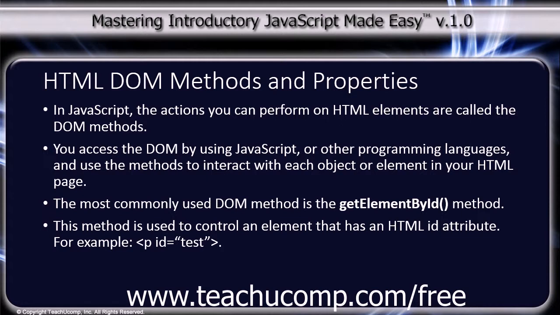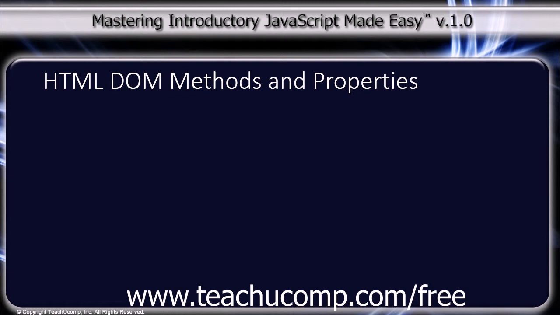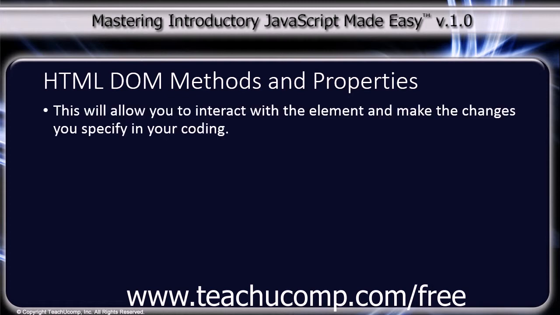For example, the paragraph tag with an ID equal to test. This example would use the method document.getElementById("test") to find the element with the ID of test. This will allow you to interact with the element and make the changes you specify in your JavaScript coding.